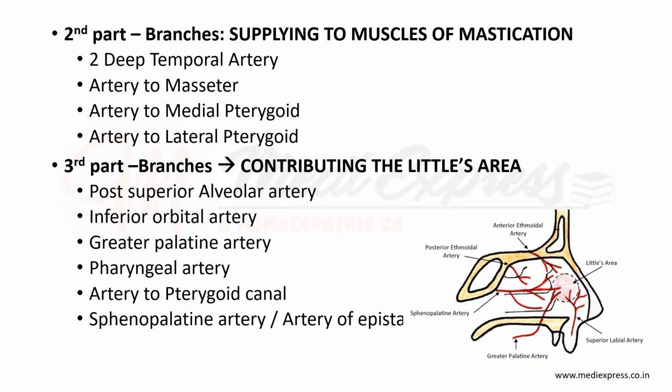In the third part, the branches are posterior superior alveolar artery, inferior orbital artery, greater palatine artery, pharyngeal artery, artery to pterygoid canal, and the sphenopalatine artery, otherwise known as the artery of epistaxis. These are the branches that contribute to Little's area. So these are the arteries. These are the parts of the maxillary artery, and this is very important to know. The third part of the maxillary artery helps in contributing to Little's area.